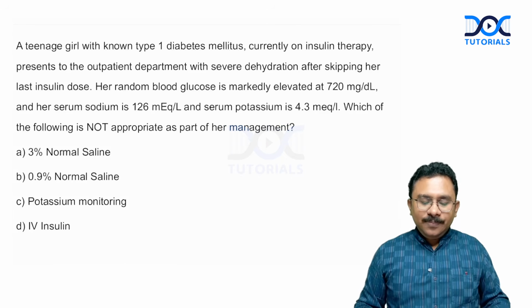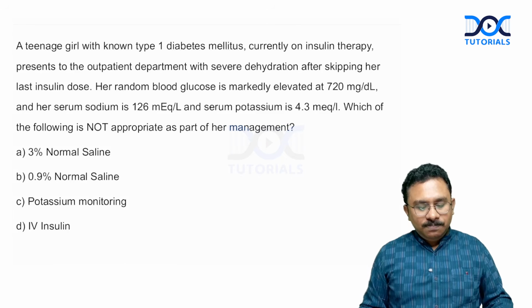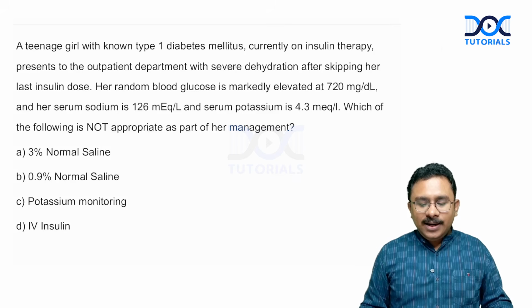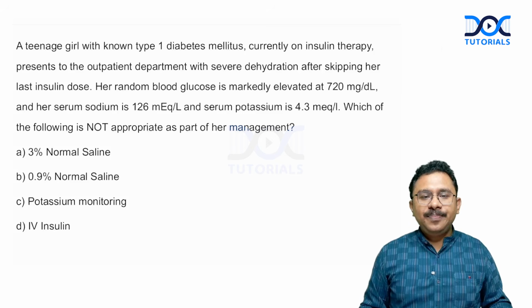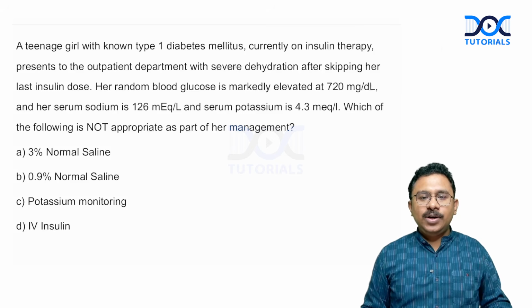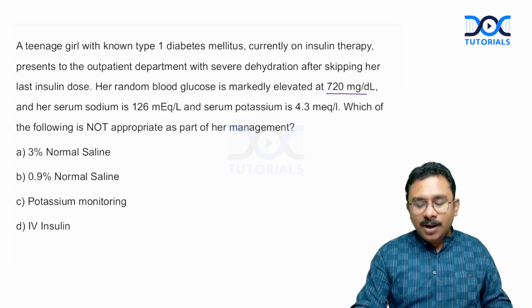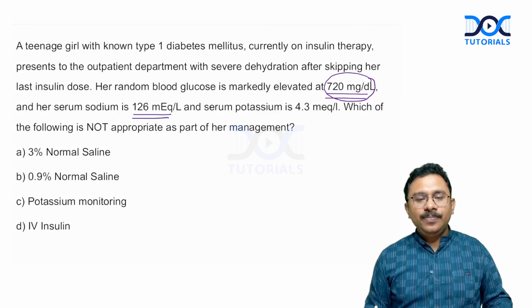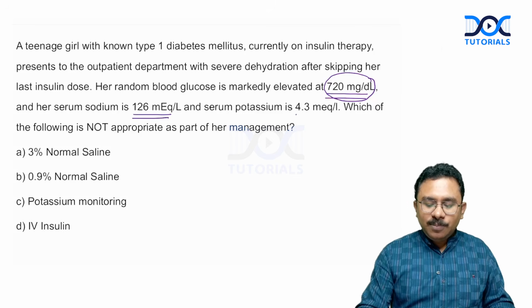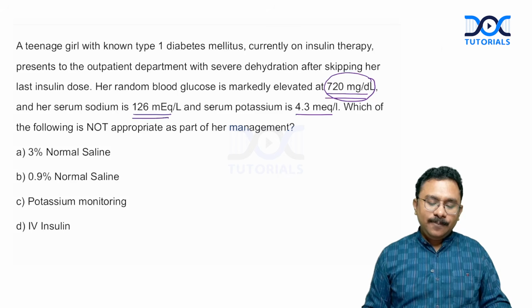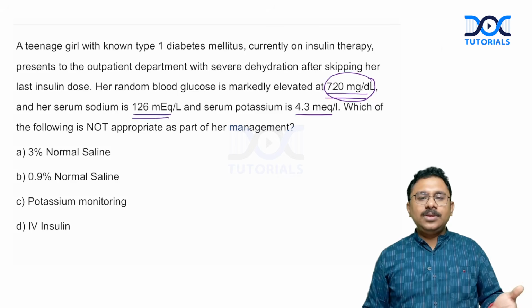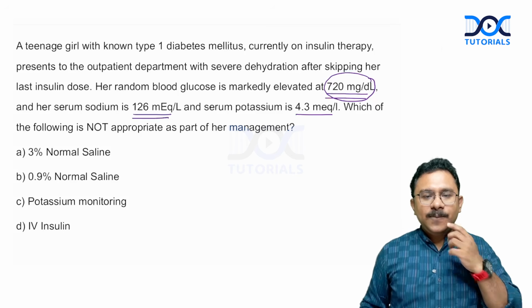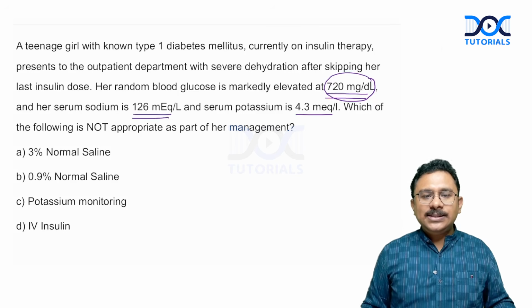Coming to next question. A teenage girl with type 1 diabetes mellitus currently on insulin therapy presents to the outpatient department with severe dehydration after skipping her last insulin dose. The random blood sugar is markedly elevated, 720 milligram percentage. The serum sodium is 126 milliequivalents per liter. So there is hyponatremia. Serum potassium is 4.3 milliequivalents per liter. So type 1 diabetes, again with a hyperglycemic emergency. Okay, so the patient has presented with a hyperglycemic emergency.